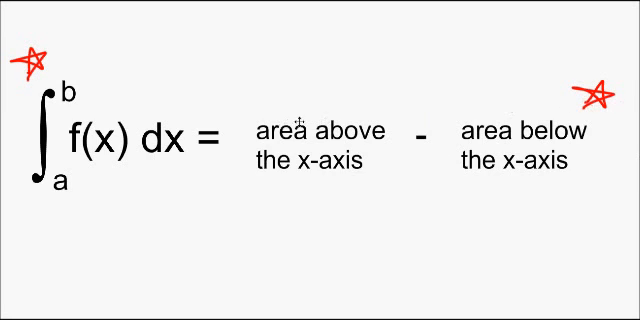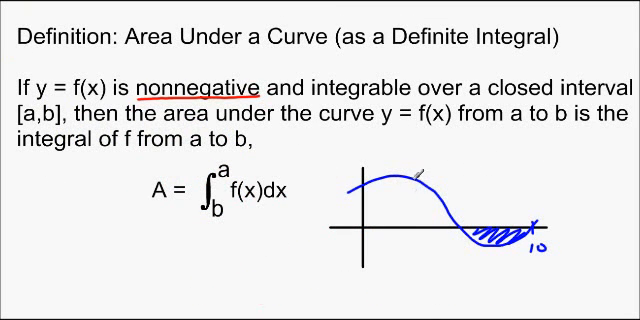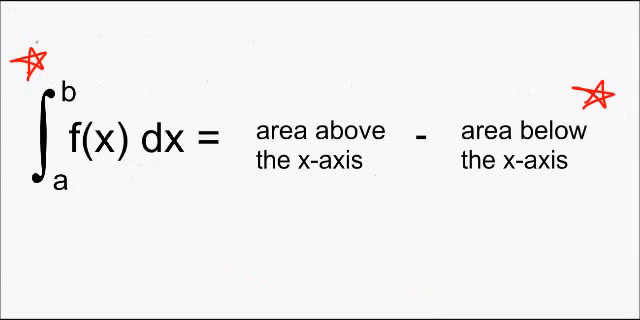Basically, when you're integrating, you're going to subtract, so area above the x-axis minus area below the x-axis. So again, going back to this picture here, if I found that under this curve is 10, and in this curve I have 3, my area would be 10 minus 3, which is 7. So this is important. Please, please, please remember this.